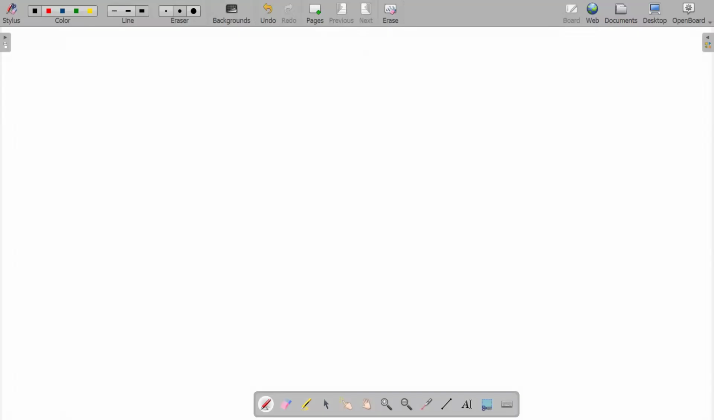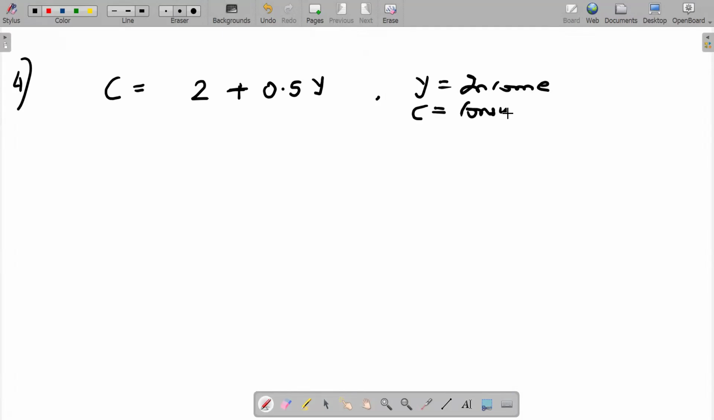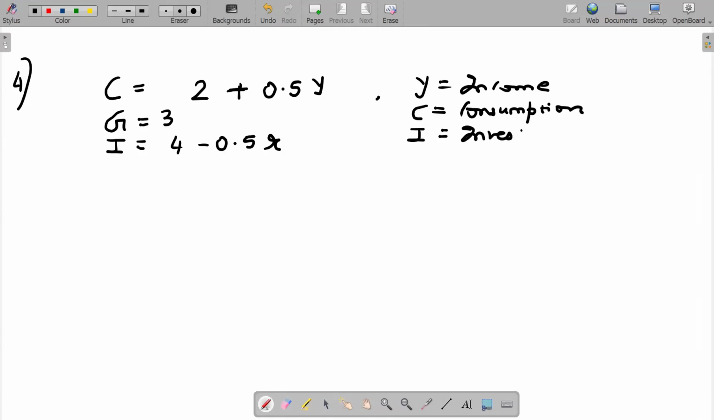If I quickly come to the whiteboard, this is question number 4. I'm just writing what is given. We are given that the consumption function is 2 plus 0.5Y, where Y denotes income and C denotes consumption. Government expenditure is 3. It's exogenously determined, given to us as a constant. Investment is 4 minus 0.5R. Capital I denotes investment, just for clarity, and R denotes the interest rate.